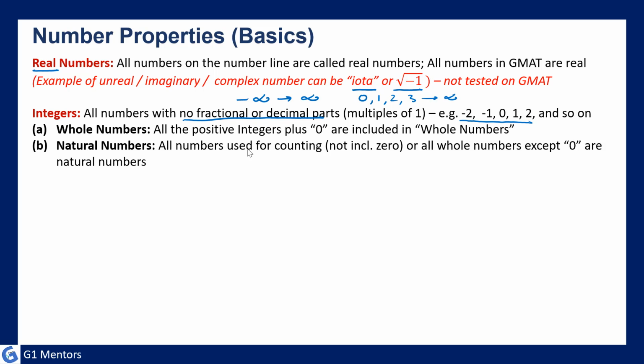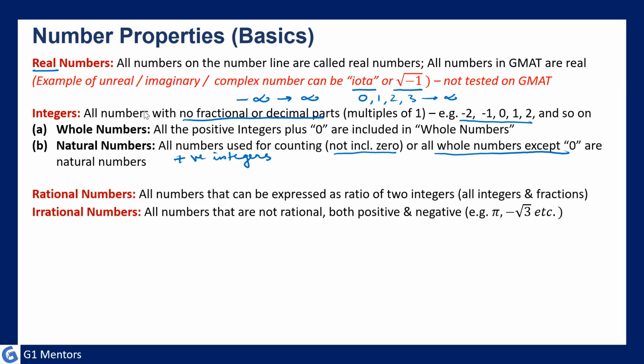Natural numbers are nothing but all numbers used for counting, not including 0. All whole numbers except 0 are natural numbers, or we can say all positive integers are natural numbers. What are rational numbers? Rational numbers are all numbers that can be expressed as a ratio. So for example, any number which can be expressed as a ratio p by q where q is not equal to 0 is a rational number.